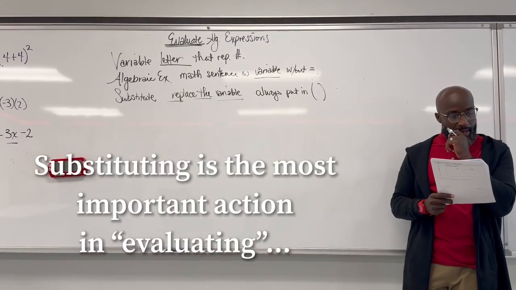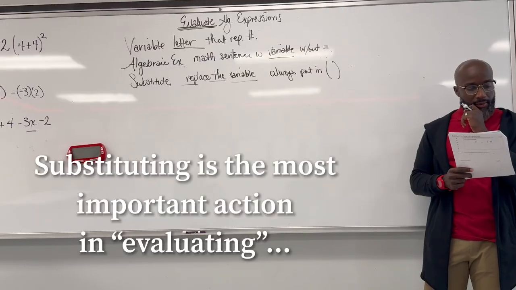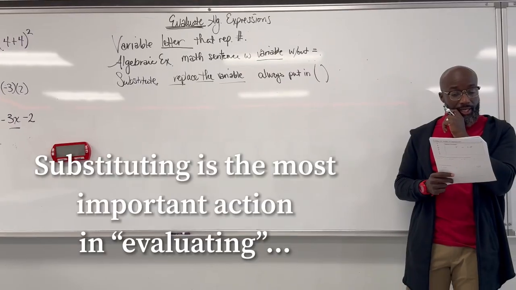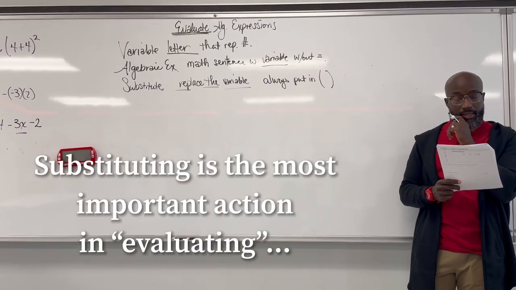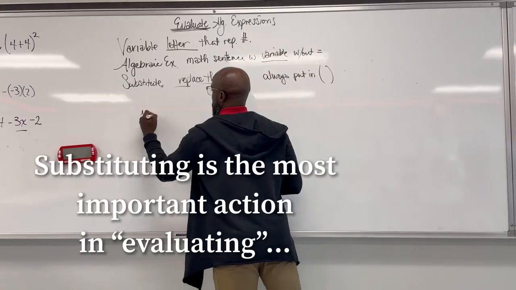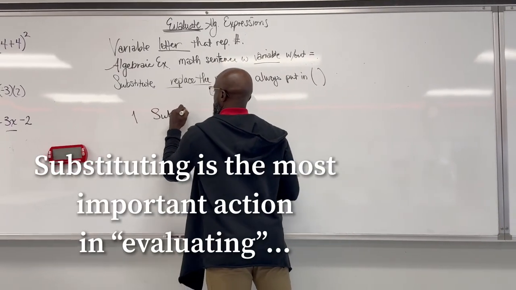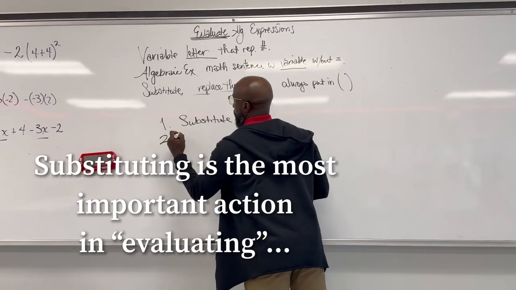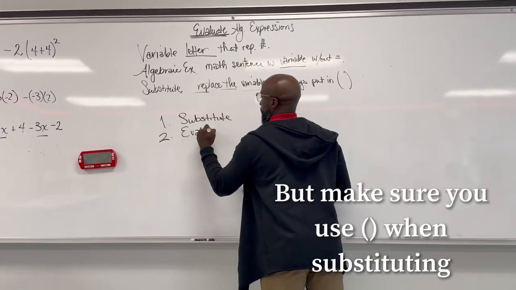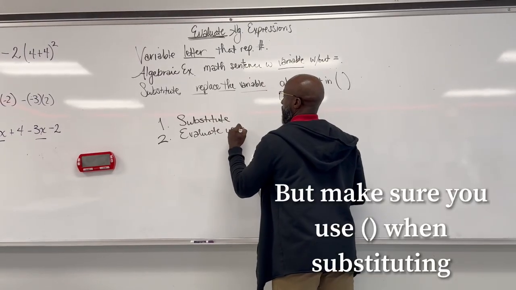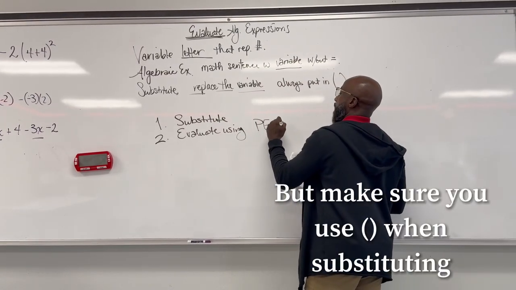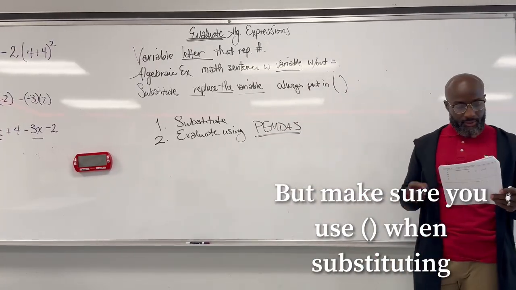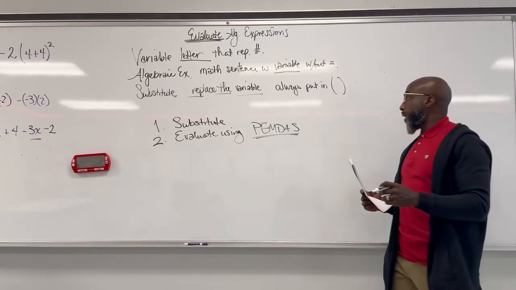So here are the steps to evaluate an algebraic expression. Substitute the given value for the variables. That's the first thing you do. Step one, you're going to substitute. And then from there, you want to evaluate following the order of operations. I put PEMDAS in the old notes. It's the order of operations. Okay? So, let's look at number one.